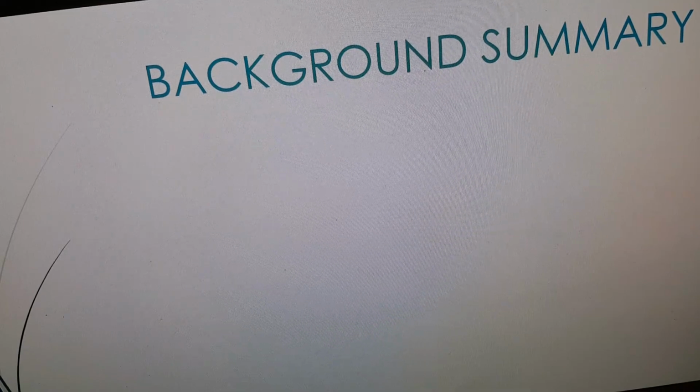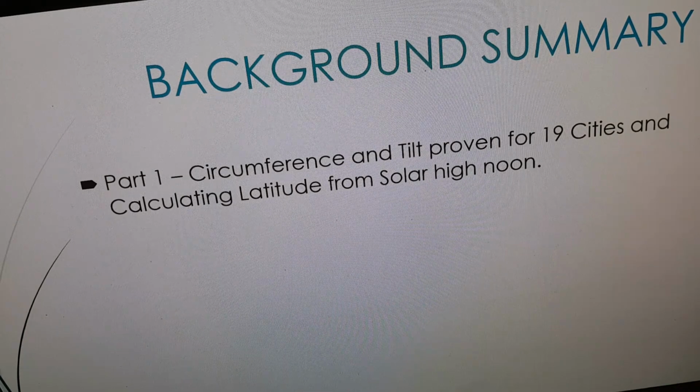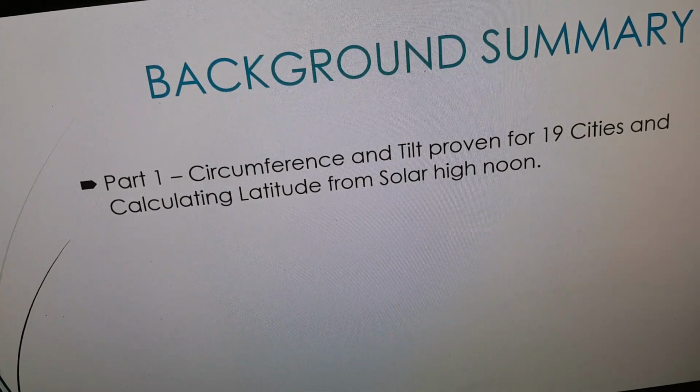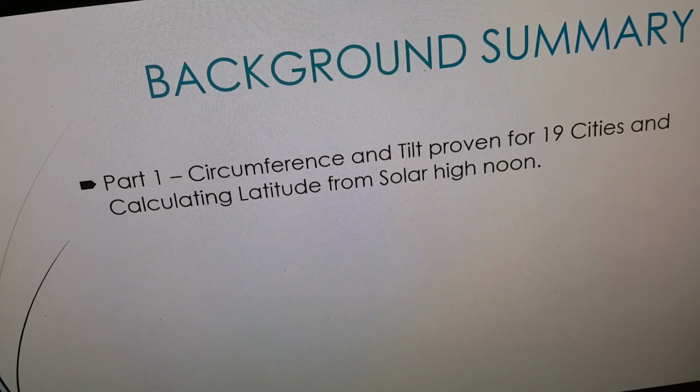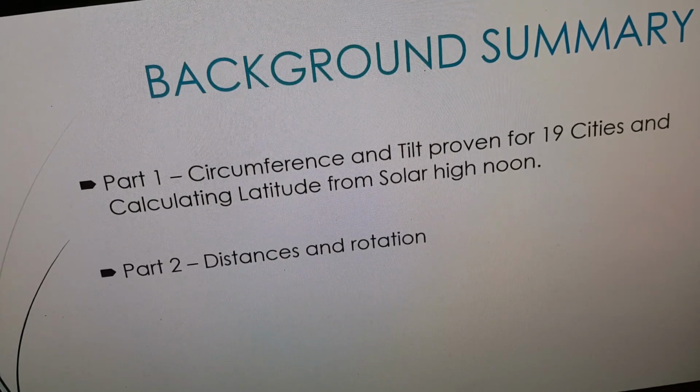Here is a little background. You remember in part 1, we talked about circumference and tilt, which I proved for 19 different cities from around the world, calculating the latitude only using solar high noon. Part 2, we talked about distances, and then more about rotation. And I think we clearly proved that the Earth is a sphere and rotating.